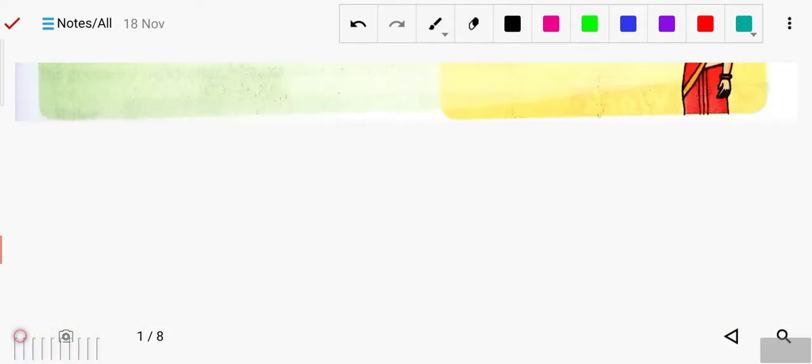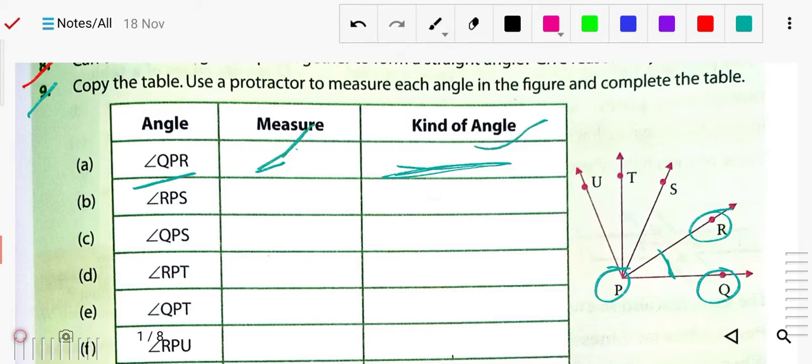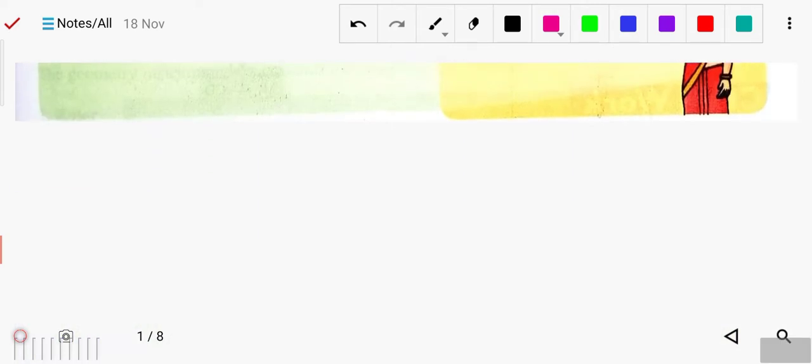So here is the figure, you have to measure these angles. Suppose QPR. QPR means this angle you have to measure and write. So you have to write which type of angle it is, the name of the angle, acute, obtuse or whatever, and the value you have to write down here. Okay, next is RPS. RPS means this angle you have to measure. So likewise you have to measure the angle, write its value and its name, which type of angle it is. Okay, so use a protractor and measure it.